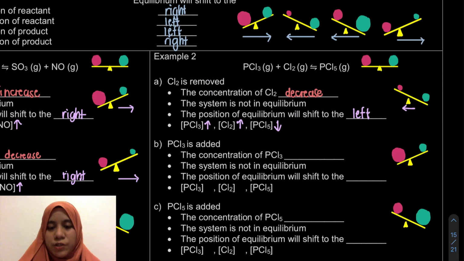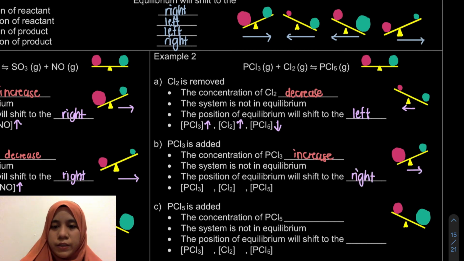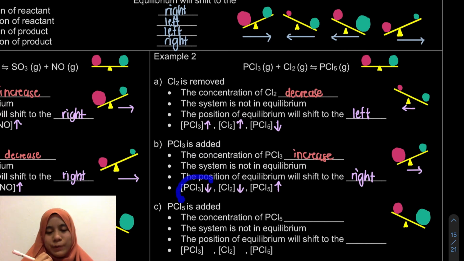Next is PCl3 is added. So, concentration dia increase. Okay. The system is not in equilibrium. So, sekarang ni akan shift to the right. So, bila dia shift to the right, okay, so maknanya reactant ni semua jadi produk. Kan? Jadi arrow dia ke sini lah. So, PCl3 dengan Cl2 ni berkurang sebab dia dah jadi PCl5. So, PCl5 increase. So, nampak ni. So, bila PCl3 is added, sistem tu akan buat supaya dia balance kan. Dia kurangkan balik PCl3. Macam tu.